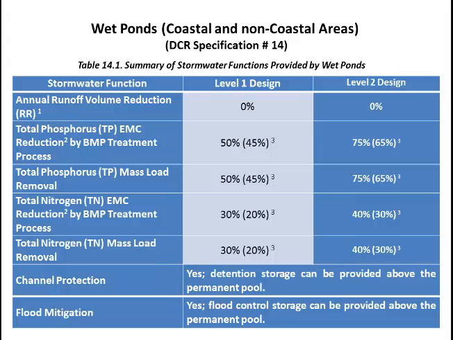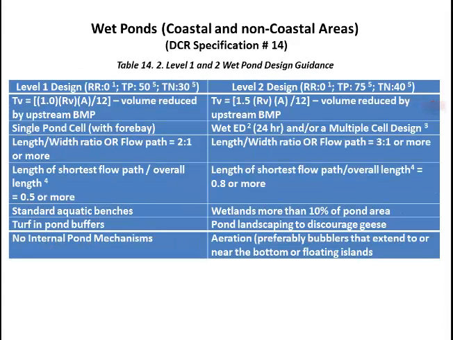Table 14.1 gives a summary of stormwater functions provided by wet ponds. You will notice that there is no runoff reduction credit for wet ponds. Table 14.2 gives the wet pond criteria. The designer can select the baseline design, Level 1, or an enhanced design, Level 2, to maximize the pollutant load removal. Extended detention may be provided to meet a maximum of 50% of the treatment volume. The average detention time for Level 2 design is 24 hours.